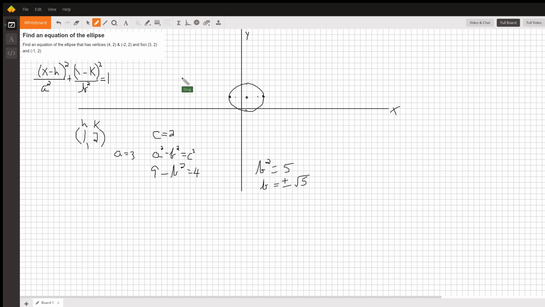We're not asked to graph it, but the equation looks like this: (x minus 1) quantity squared over a squared, but a is 3, plus (y minus k, which is 2) quantity squared over b squared, well, radical 5 squared is 5, equals 1. There's your equation. Now let's share my screen here for a second and go to Desmos.